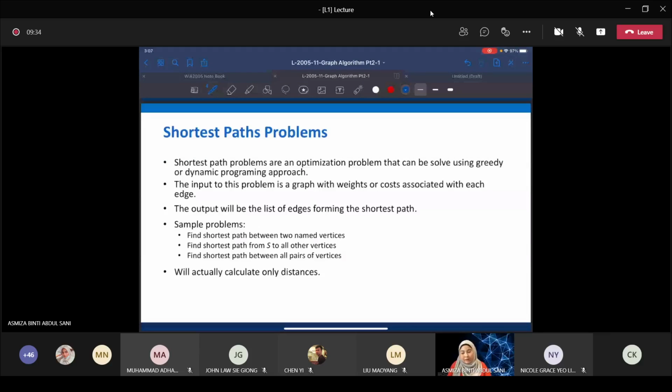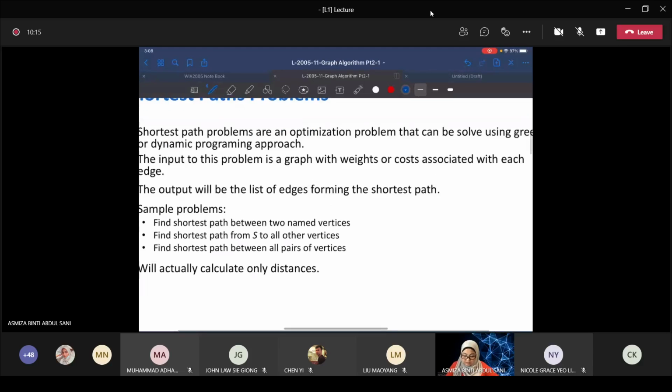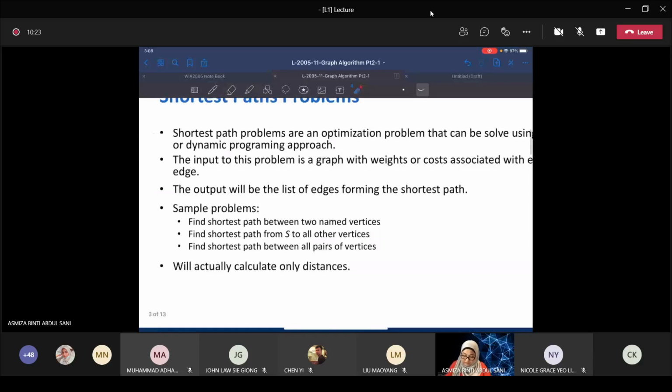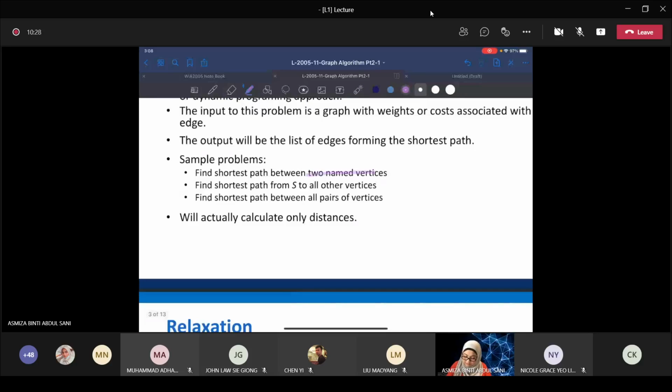Okay, so basically, when you talk about the shortest path, it is an optimization problem which usually you can solve using greedy or dynamic programming approach. Okay, and usually the input for this would be a graph with weights or costs, usually associated with the edge. And the output is usually, because we want to find the shortest path, a list of edges forming the shortest path, either from one node to another. So either you want to find the shortest path between two vertices, the shortest path from one node to all other vertices, or you want to find the shortest path between all pairs of vertices.